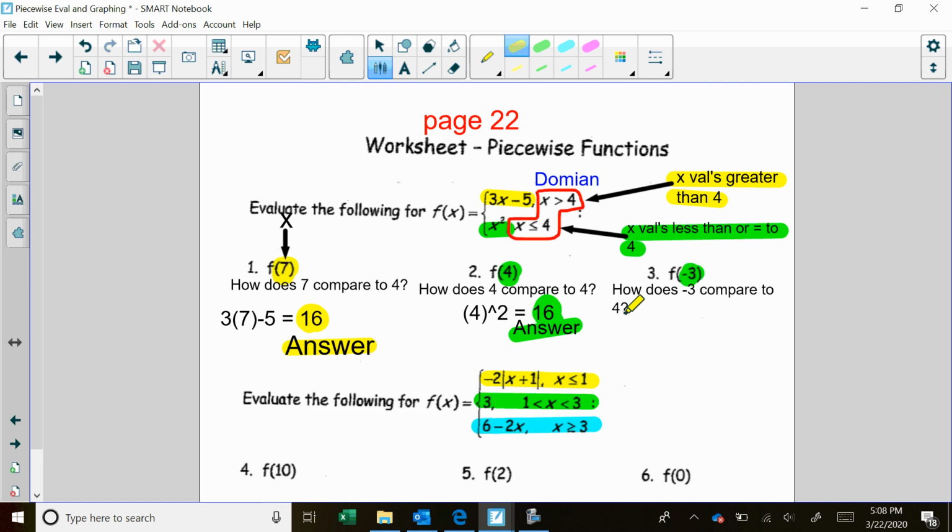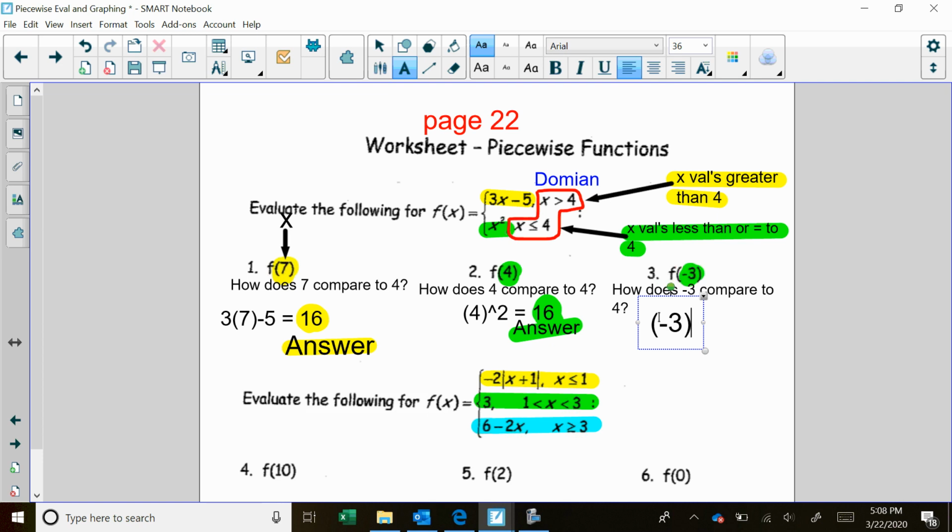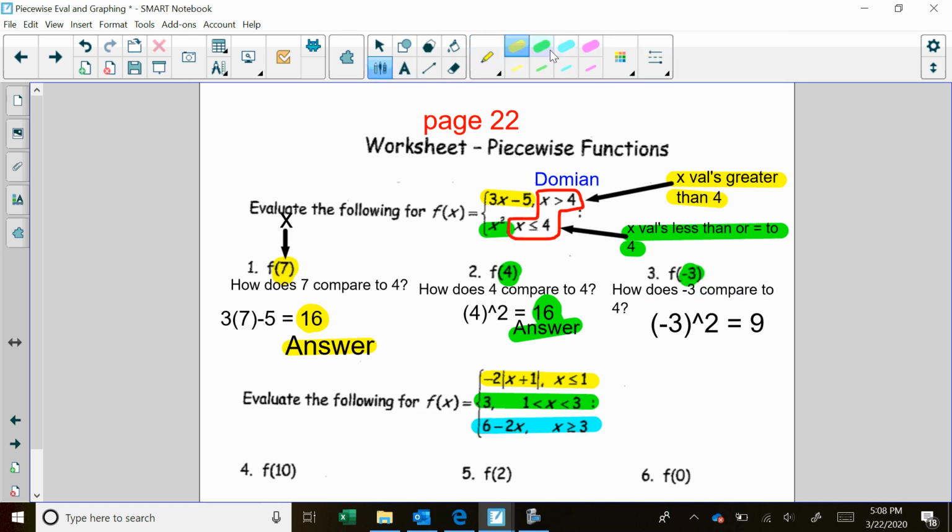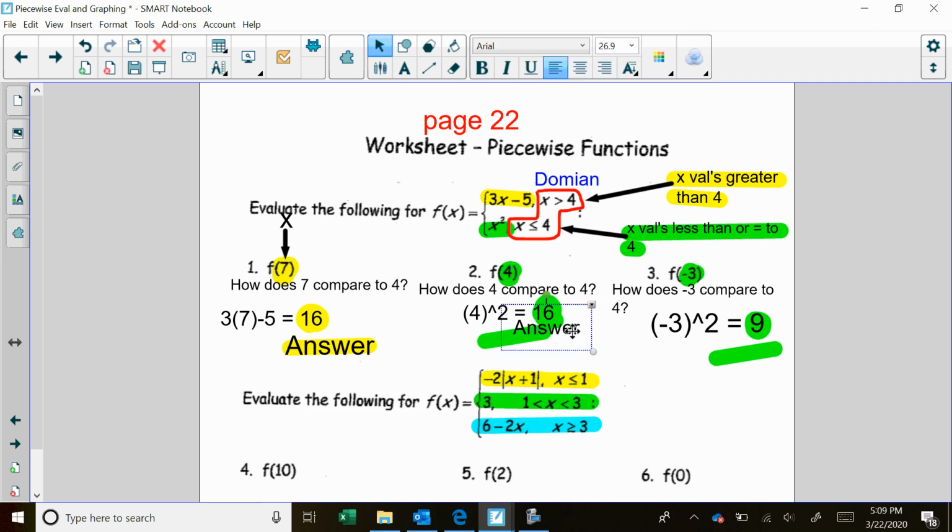So how does -3 compare to 4? Well, it is less. So we use this less than function over here, which is x squared. So we take the function, which is something squared. Our something is -3. We're going to raise that to the second power. You guys hopefully will get 9, because anything squared is positive, and 3 squared is 9. So we get another answer over here of 9.